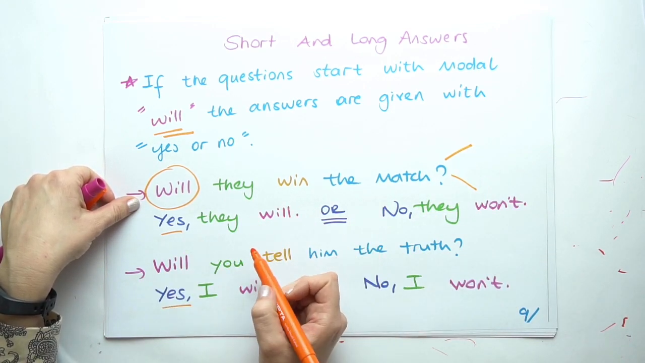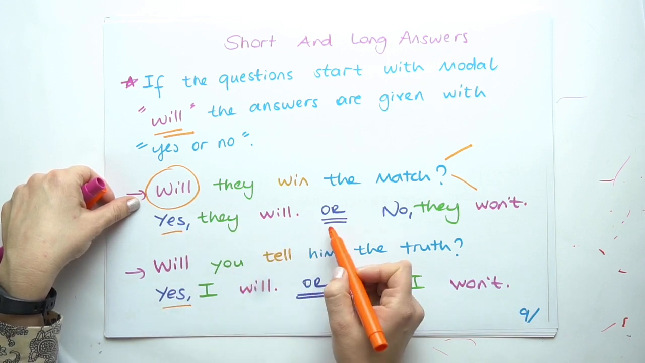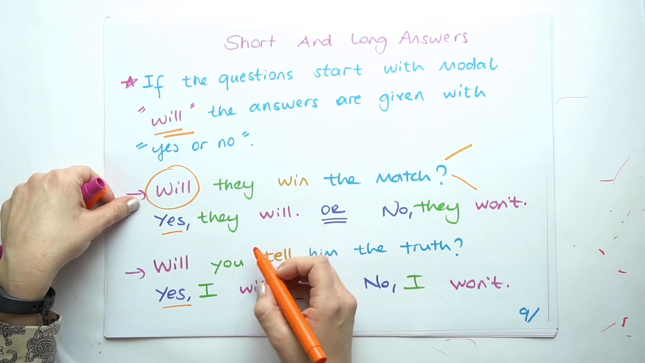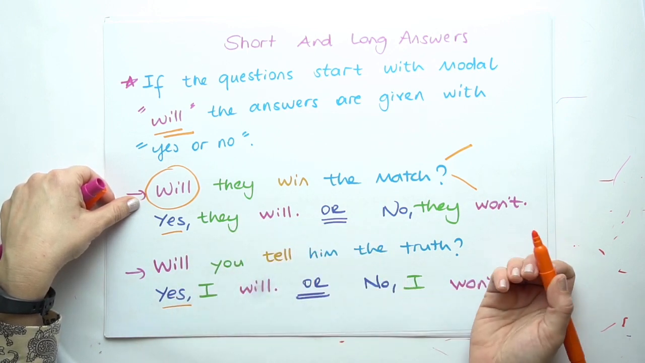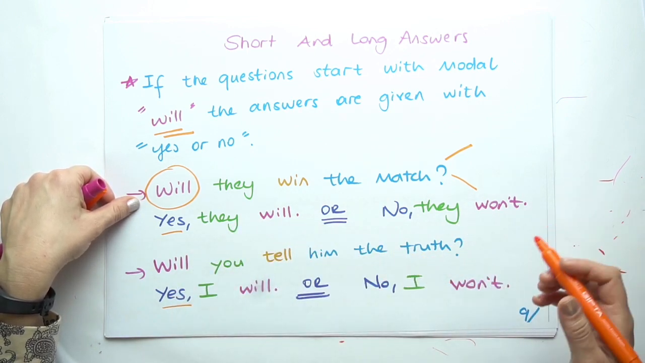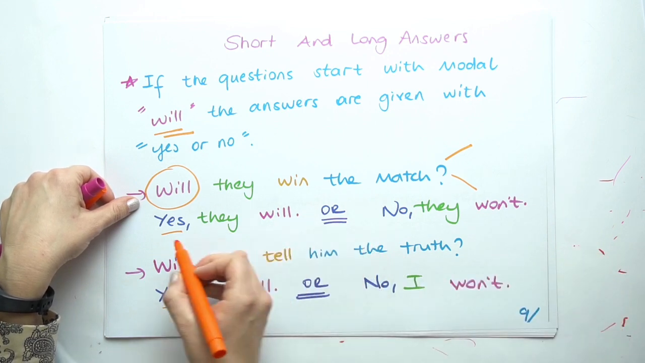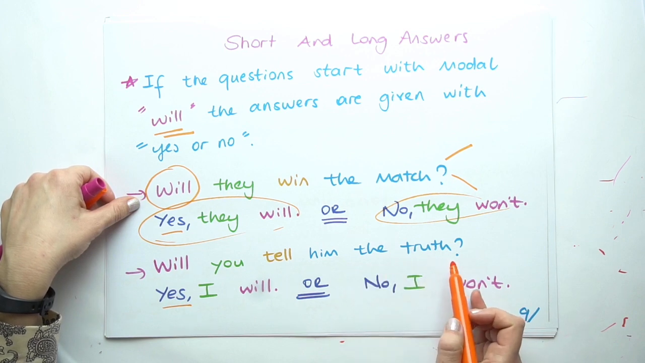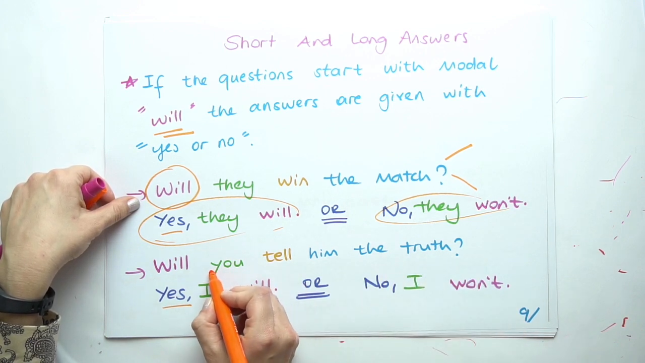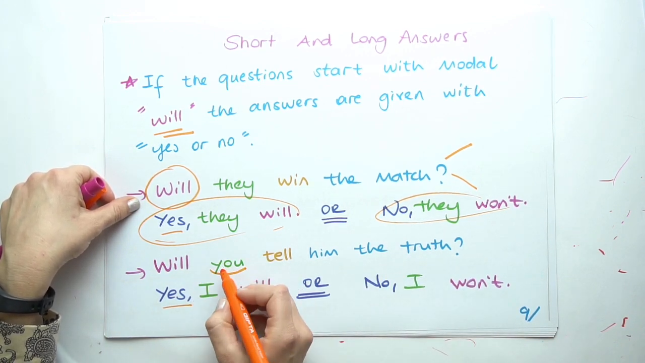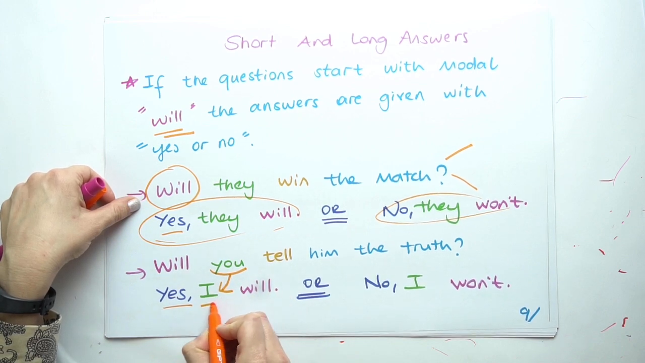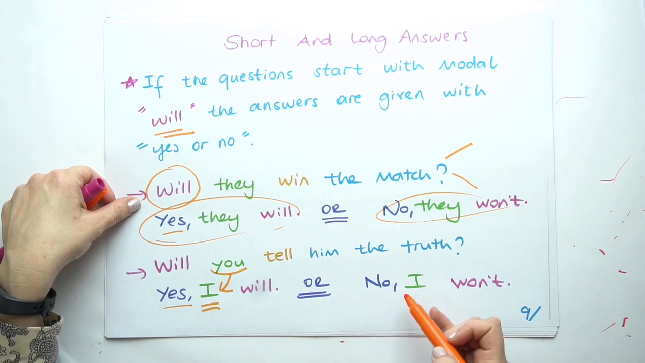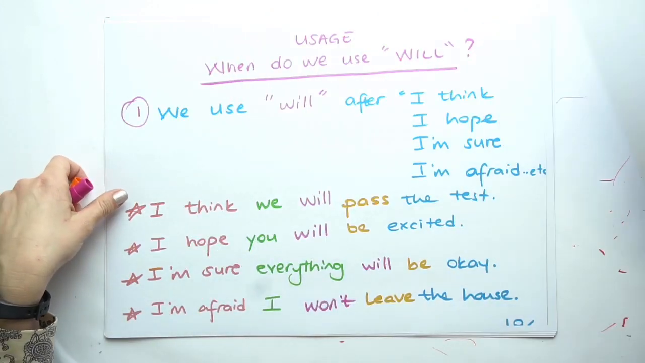The possible answers are yes they will or no they won't. I can go on these sentences as yes they will win the match or no they won't win the match. So these are four short answers. Will you tell him the truth? Since I'm asking with the subject you, the answer I'm giving is with the subject I. Yes, I will, or no, I won't.